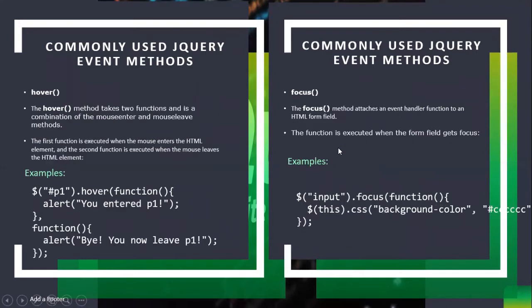So the next one is hover. The method takes two functions and it is a combination of the mouse enter and the mouse leave methods. So the first function is executed when the mouse enters the HTML element, and the second function is executed when the mouse leaves the HTML element.